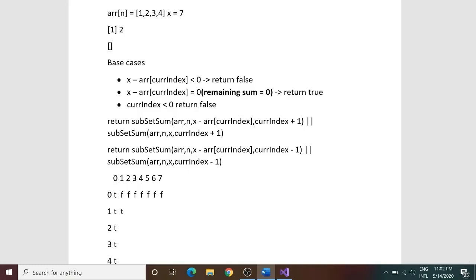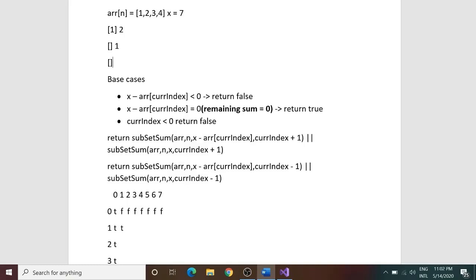So if I include the element 1 over here, what would I be left with? What is the remaining array? It's an empty array, but what would I be left with in my leftover sum? It would be 1. Or if I do not include it, then it would be this case. So what does this case mean? This case means that look, I have the remaining elements as an empty set, but I still need to make a leftover sum of 2. So can I do it?